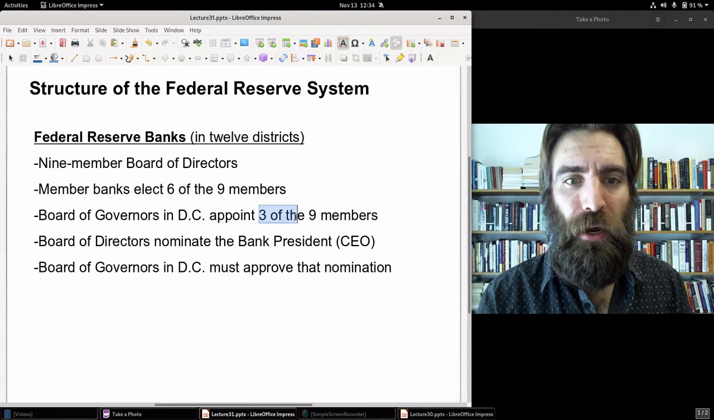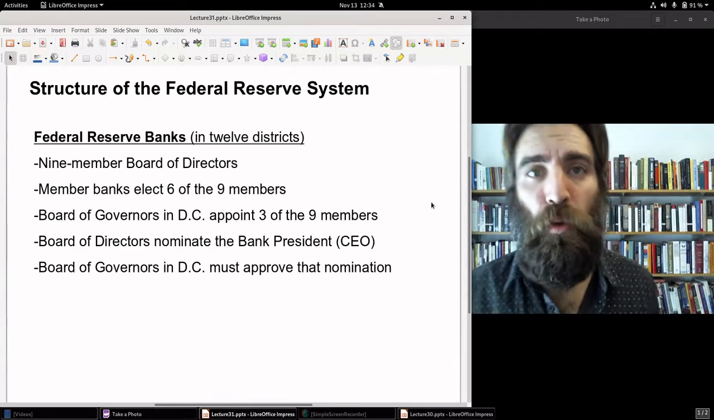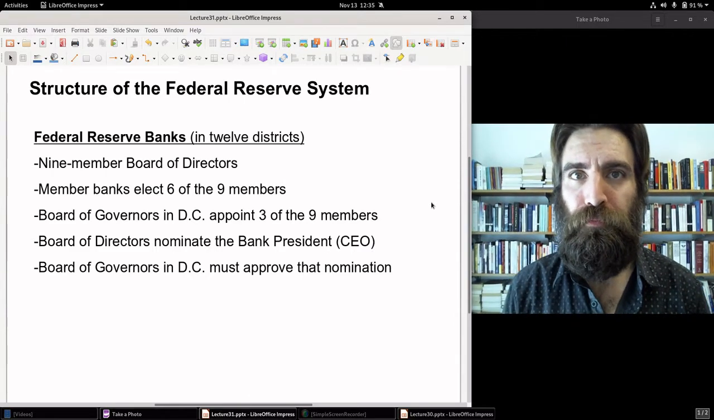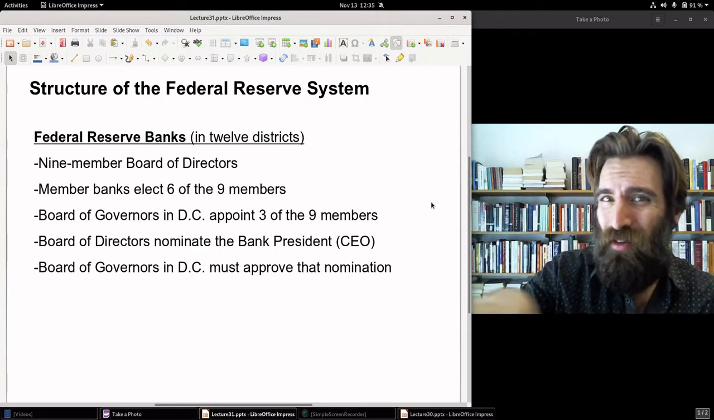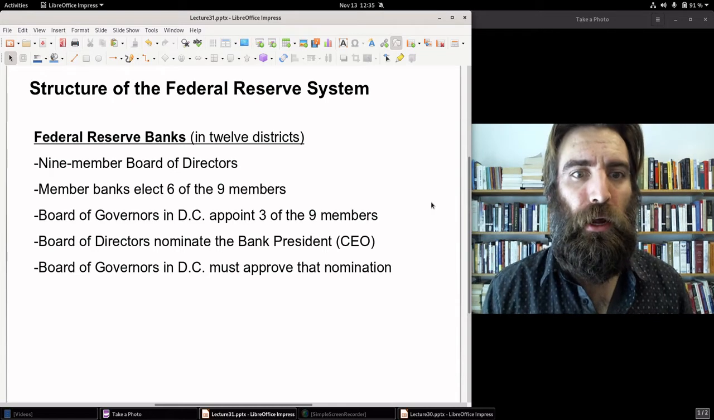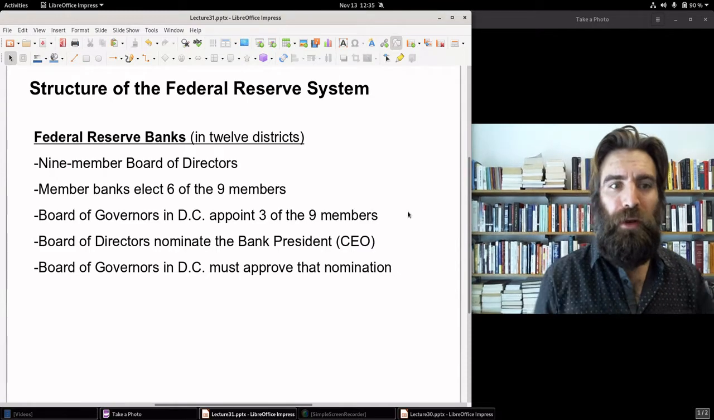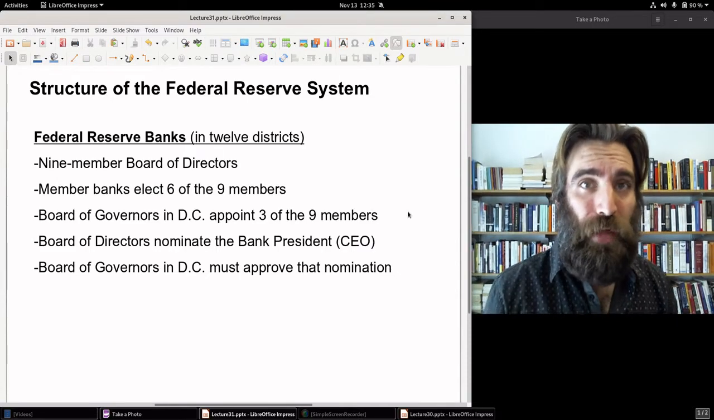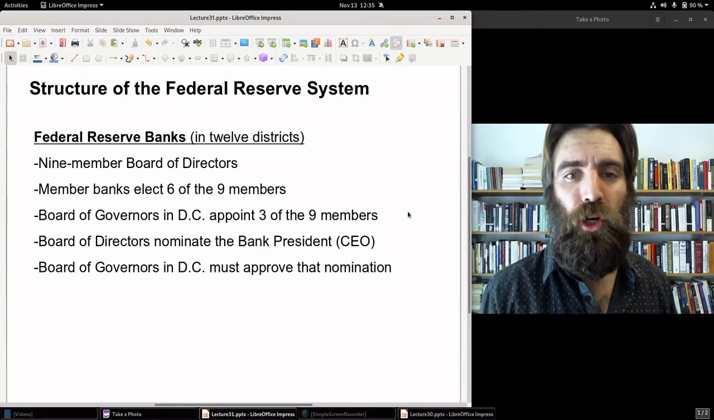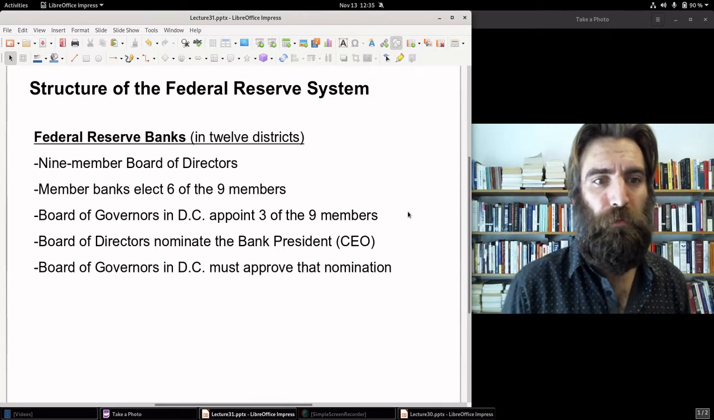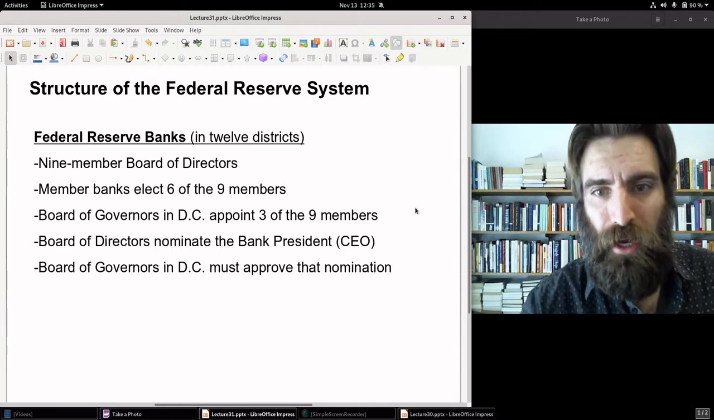Then the remaining 3 of the 9 members of that board of directors are appointed by the Board of Governors in Washington, D.C. All right? And of course, the Board of Governors is appointed by the U.S. President. So you have an indirect link there, but no government appointees here. And then the Board of Directors nominate the president of that bank. It used to be called governor. Now it's called the president of that bank, which is essentially the chief executive officer of that Federal Reserve Bank. The Board of Governors in Washington, D.C. then must approve that nomination.